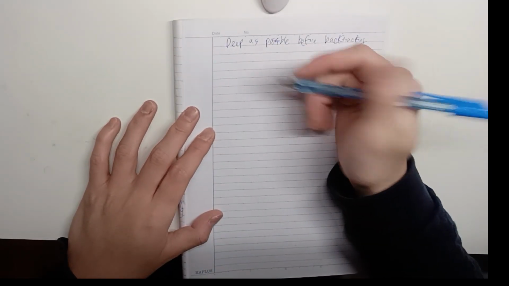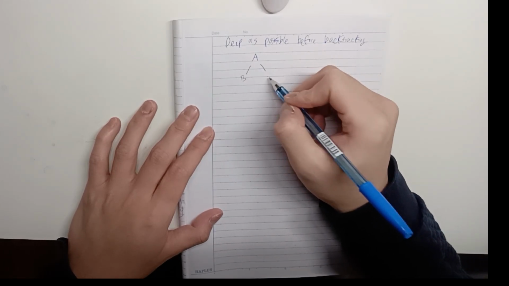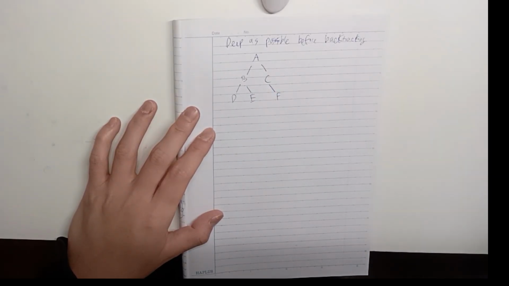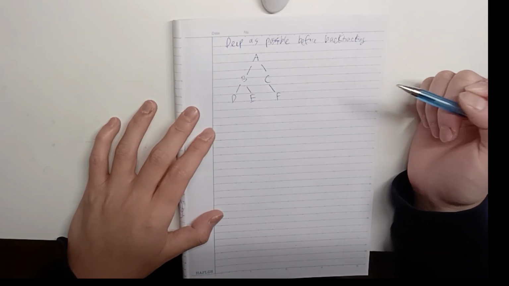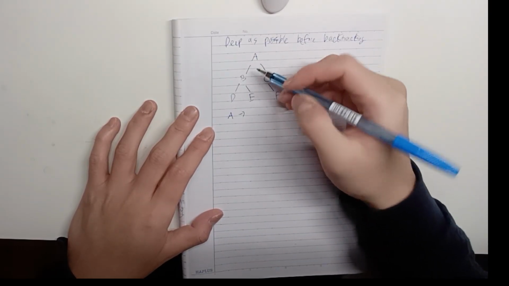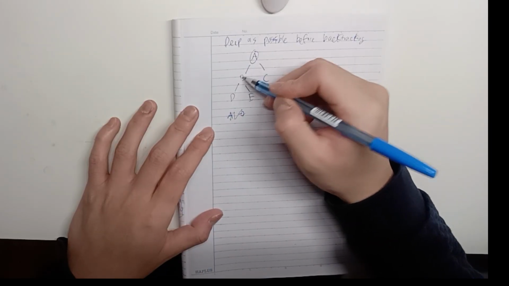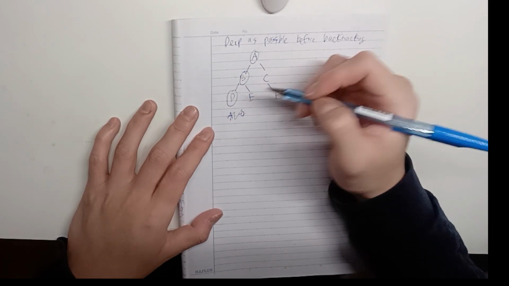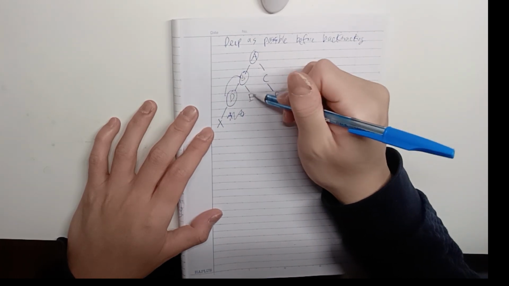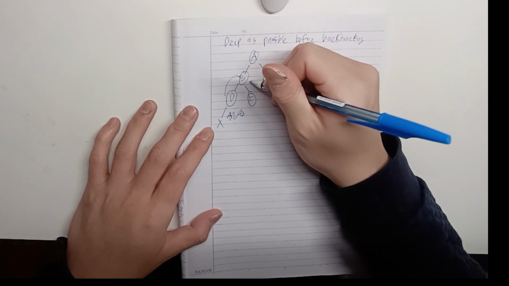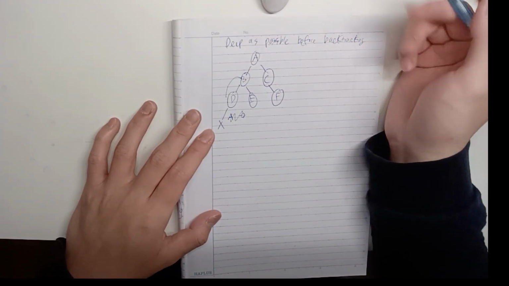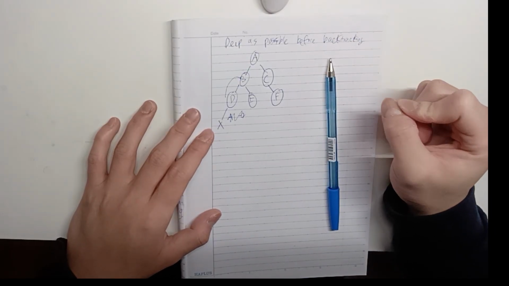So let me give an example. Here's a graph. Let's say we start with A. We start with A, then we visit B, then we visit D. D has no children to visit, so we backtrack to B, and then we go to E. E has no children, so we go back to B, then back to A. We backtrack, and then we go to C, and then finally F. So that's the basic idea behind it.